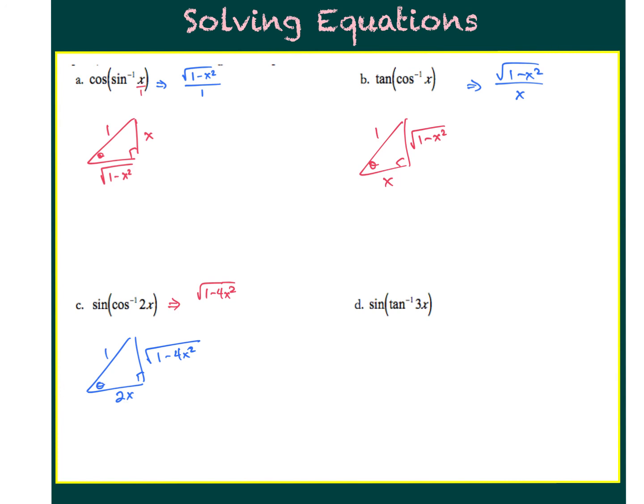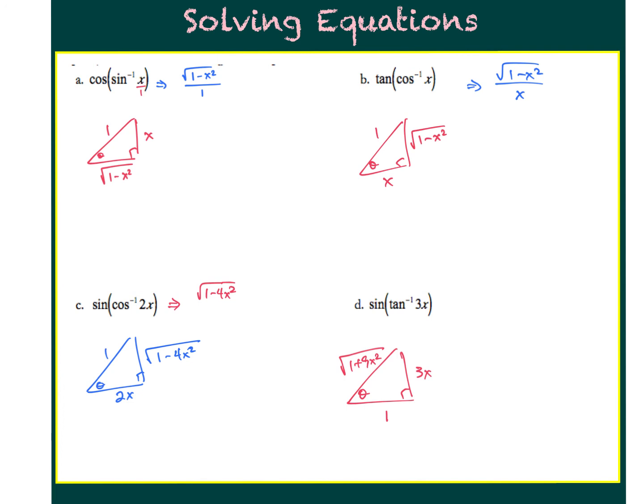So now I have sine of arc tangent of 3x. So then when I draw out my little triangle, what's my opposite? 3x. What's my adjacent? 1. So what is my hypotenuse? Square root of what? 9x squared plus 1, or 1 plus 9x squared. I like it that way. I know, it's the same. Commutative property happens.